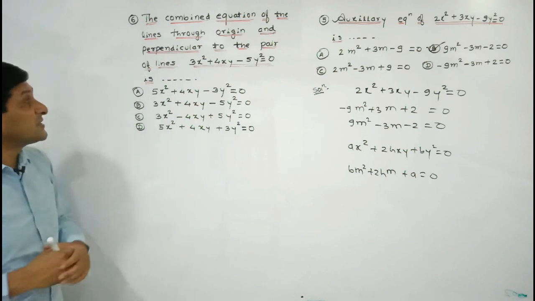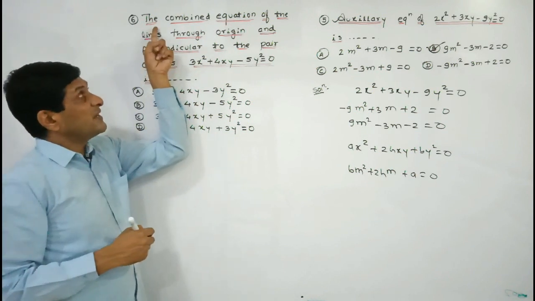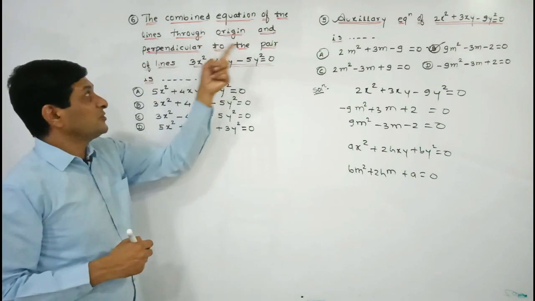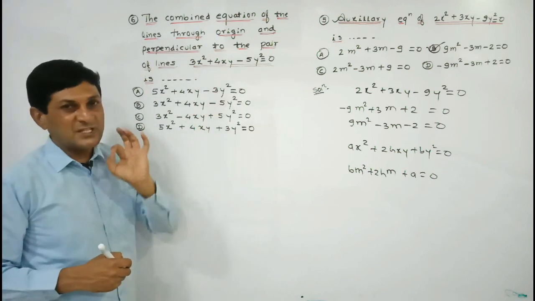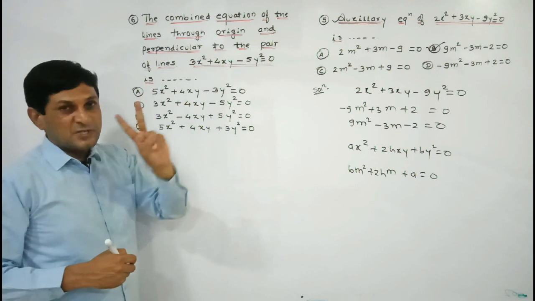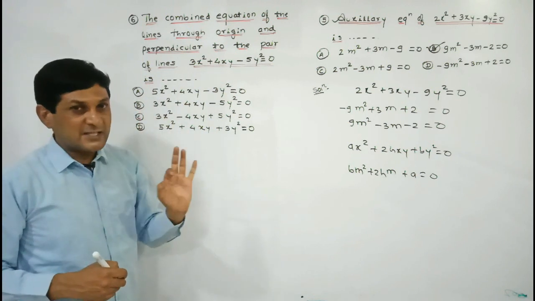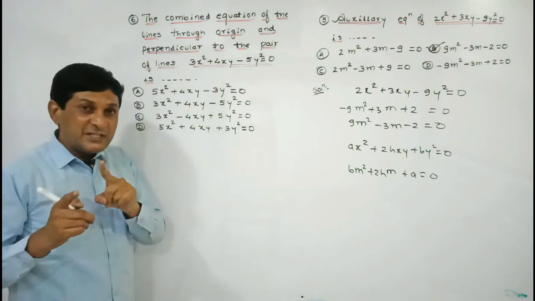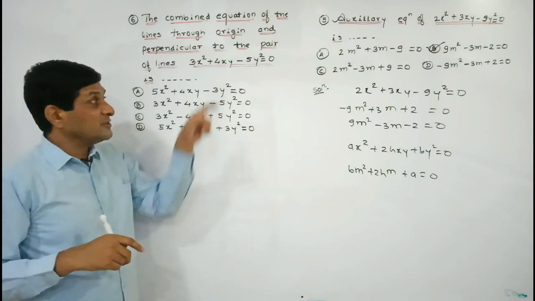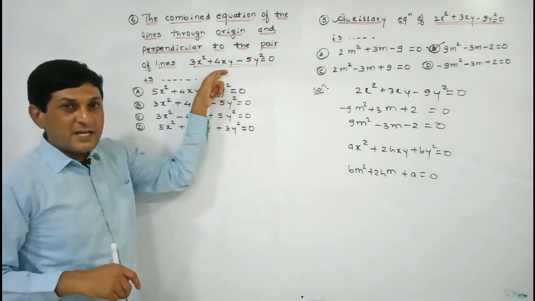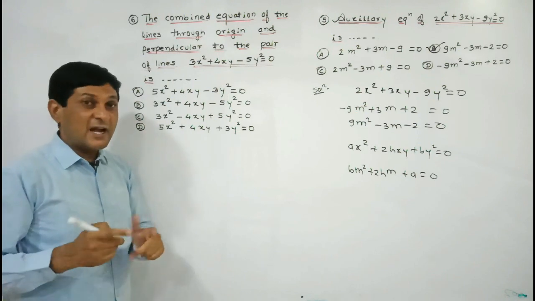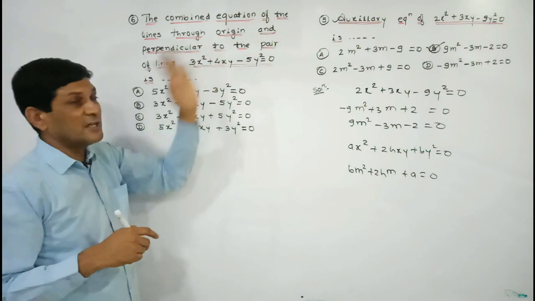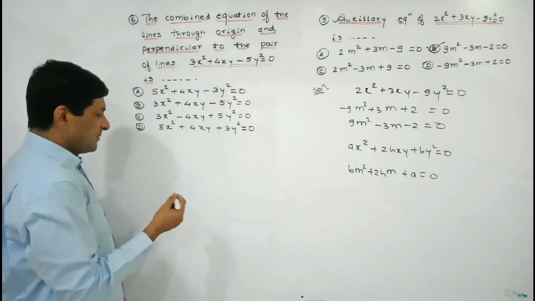Now observe the next example. In this case we have to find the combined equation of lines passing through the origin and perpendicular to the lines represented by this homogeneous equation. So a homogeneous equation represents how many lines? 2 lines passing through the origin. And we have to find the combined equation of the lines perpendicular to the lines represented by this equation, and the required lines also pass through what? The origin, isn't it? So remember one shortcut method.